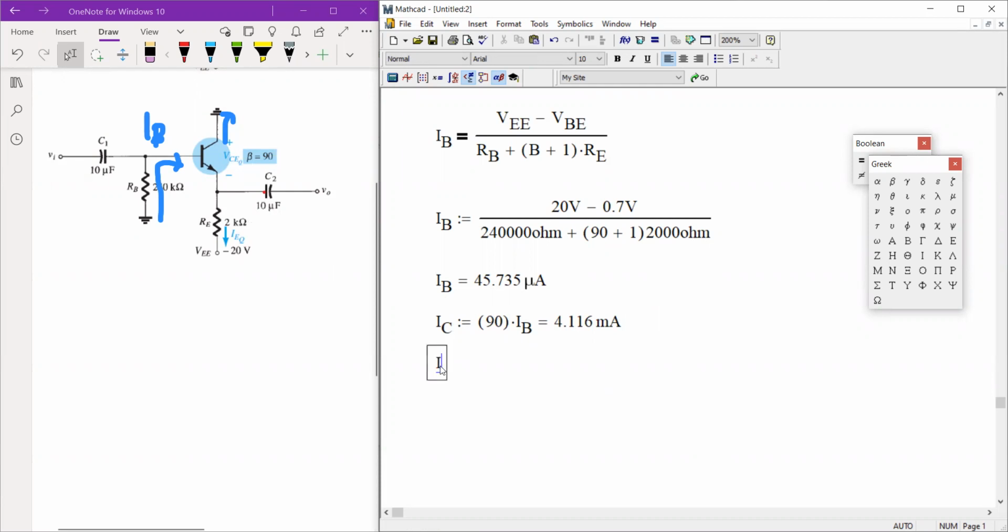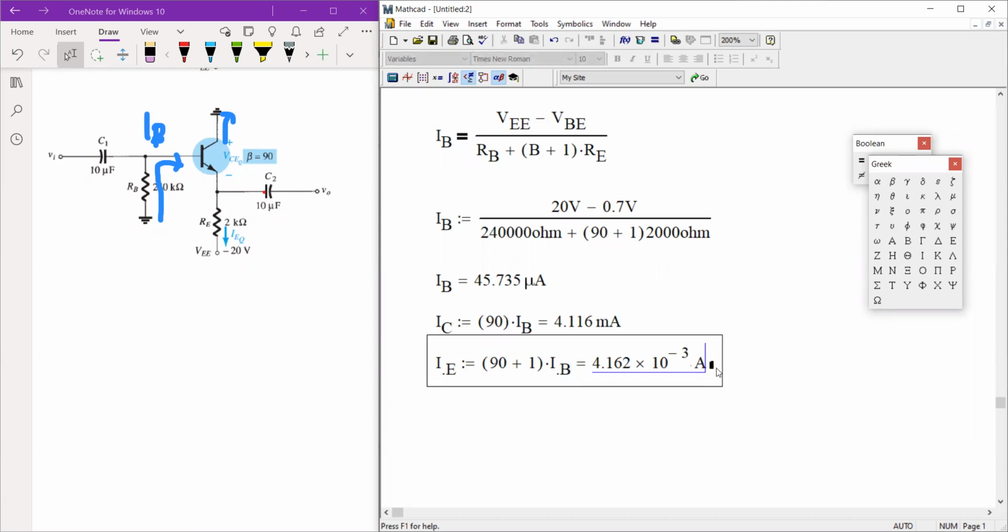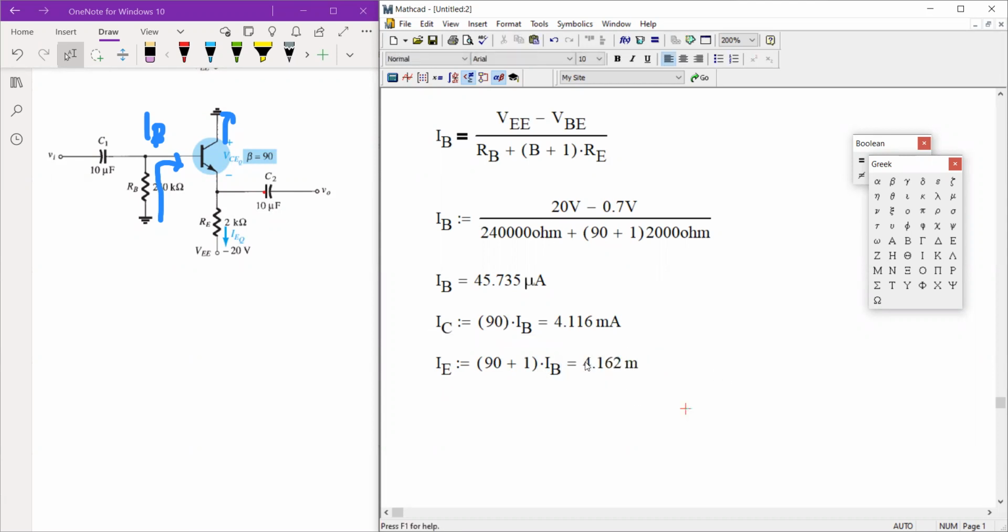How about your I sub E? I sub E is equivalent to beta plus 1 multiplied by I sub B. So we're expecting it to be close to your collector current. And of course, your beta is 90. This will give us a current of 4.162 milliamperes. This is the amount of current flowing in this direction, through your R sub E.